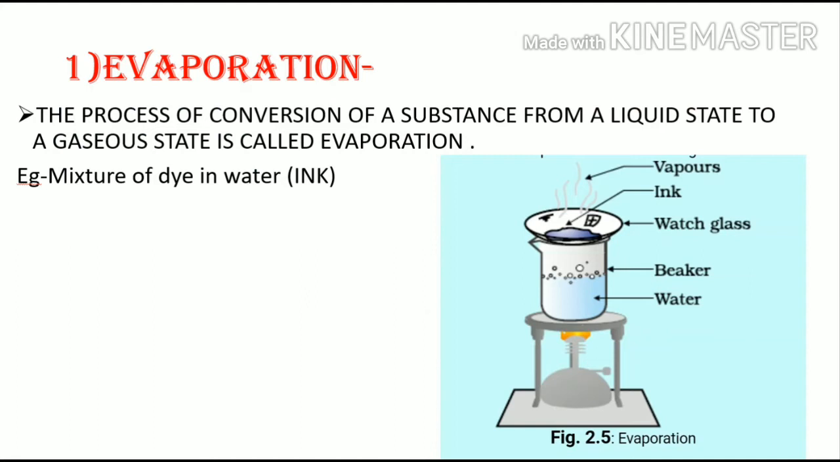About evaporation, all of you know. So what is evaporation? The process of conversion of a substance from a liquid state to gaseous state is called evaporation. When a substance changes from the liquid state to gaseous state, that is evaporation. When we cook anything at home, we boil water and the water changes into water vapor. This is also an evaporation process.